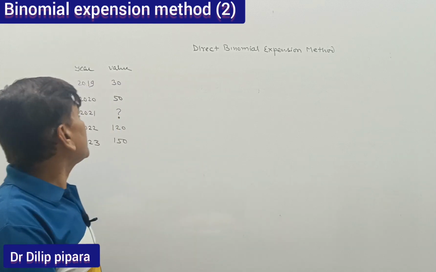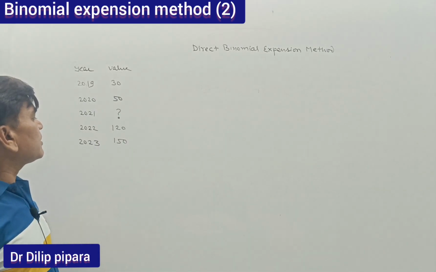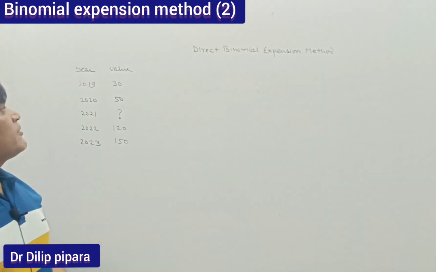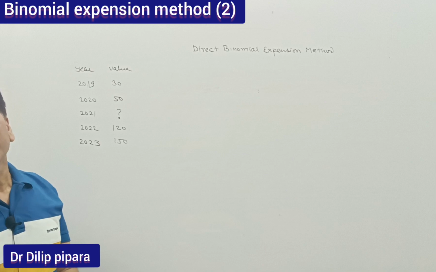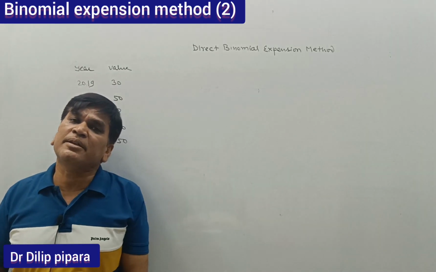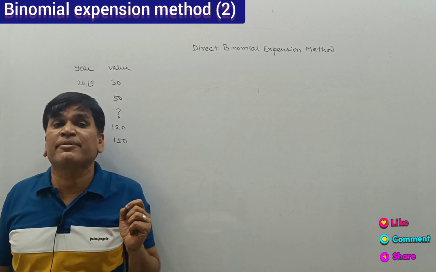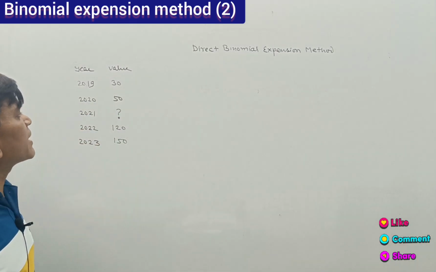The years given are 2019, 2020, 2021, 2022 and 2023. The values given are 30, 50, one is missing, 120 and 150. As we know, in the binomial expansion method we can calculate only the missing frequency, not the values between the years, as I will explain.